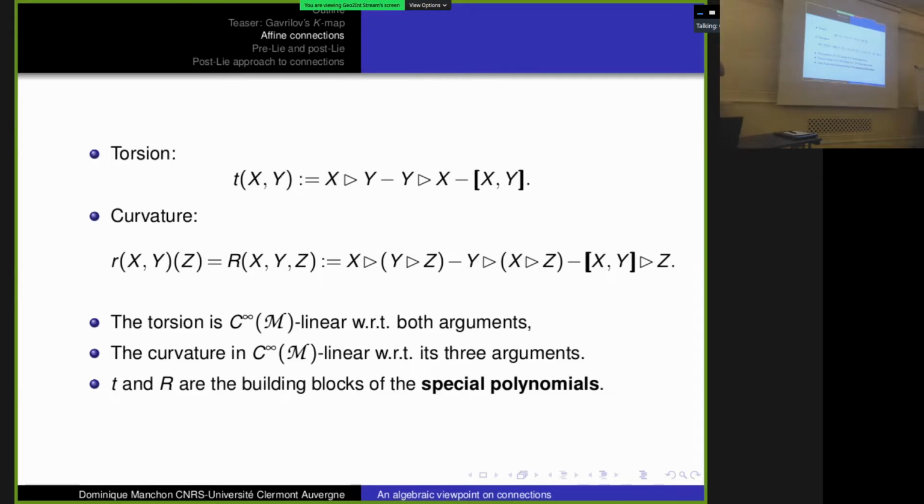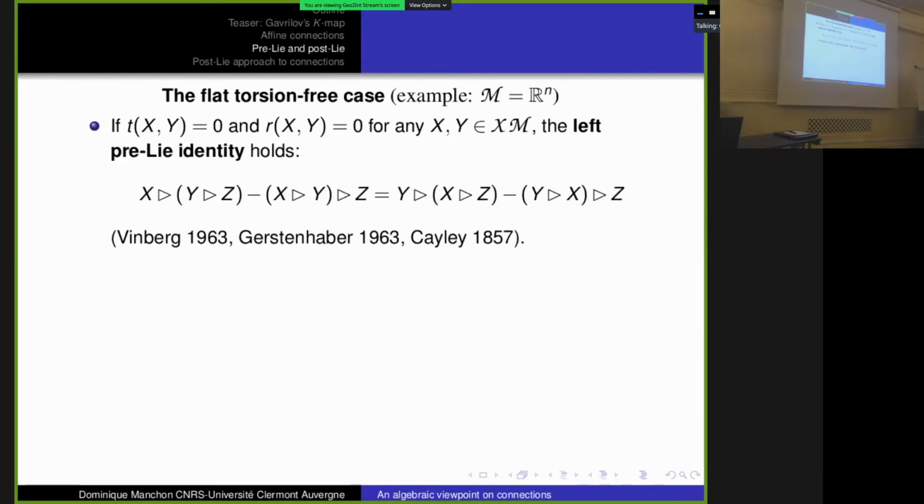And there is a conjecture saying the contrary. That means any tensorial quantity is a special polynomial. We have only a partial answer to this, but we don't get the conjecture yet. Okay, so now let me look at some particular examples. So the first example is the flat torsion-free case.